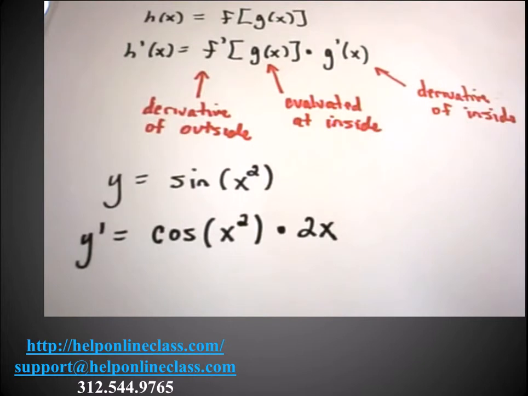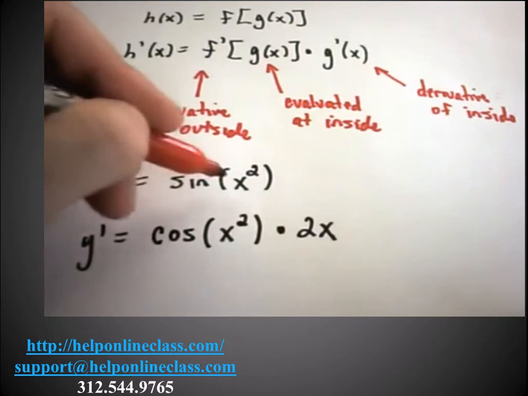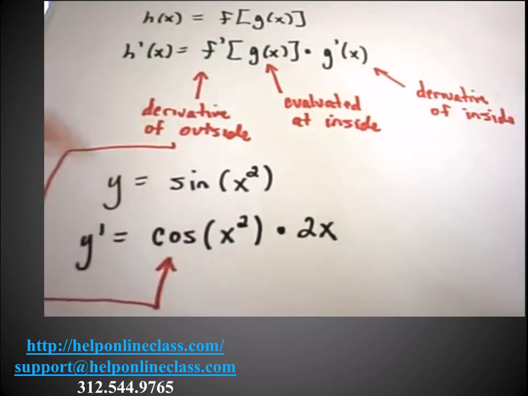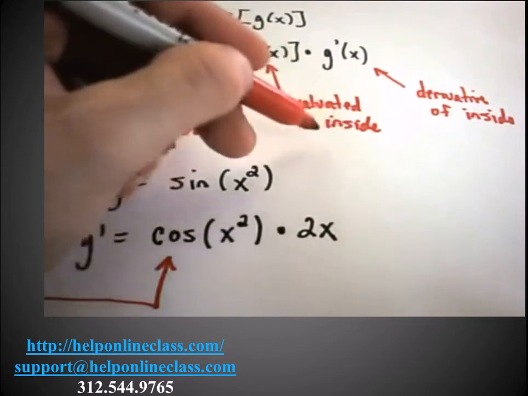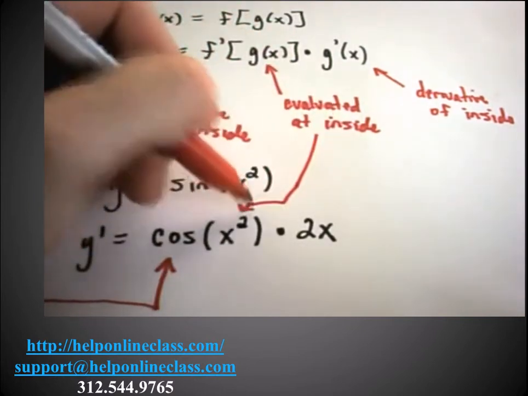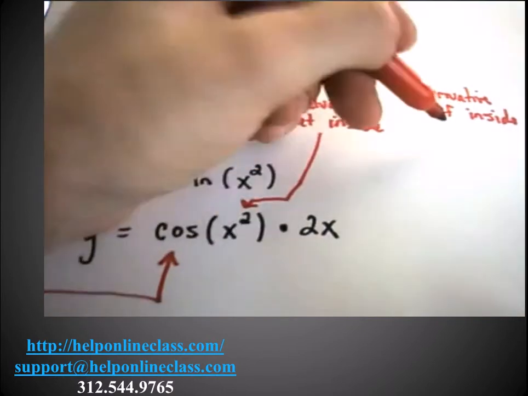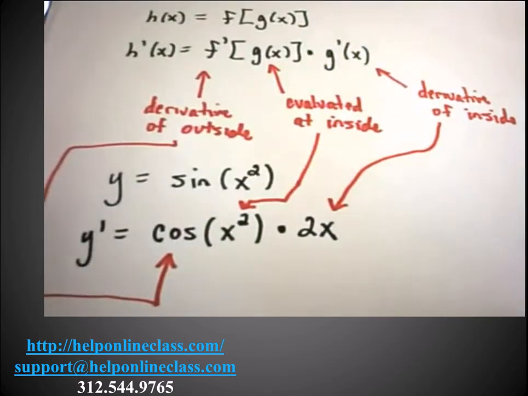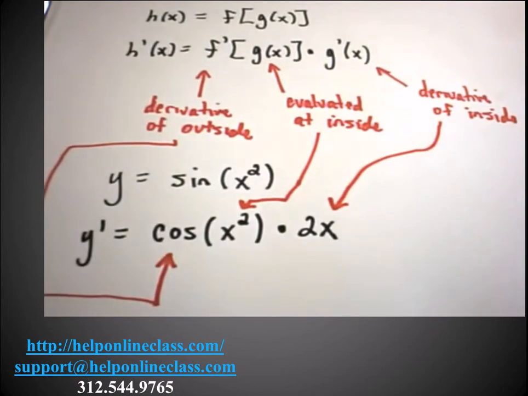So notice, if you think about again, the sine as being the outside, the x squared as being the inside, we took the derivative of the outside part, we evaluated it at the inside part, and then we multiplied that by the derivative of the inside part. Okay, so that's a basic chain rule example.